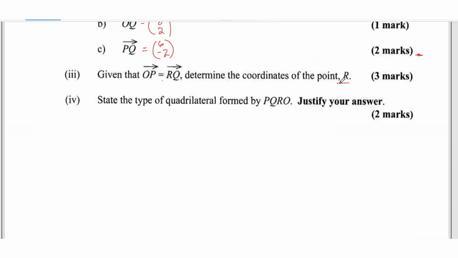Determine the coordinates of R. Now, we want to find the coordinates of R. This is what we want to understand. Based on the position vector system, I can find the coordinate of R if I have OR. Because in a position vector system, the coordinate of R can be written in position vector format as OR. So I could go from A to B, I could go vice versa. I should say we could flip it. So what I need to do is to find OR, and then I write the coordinate of the point R.